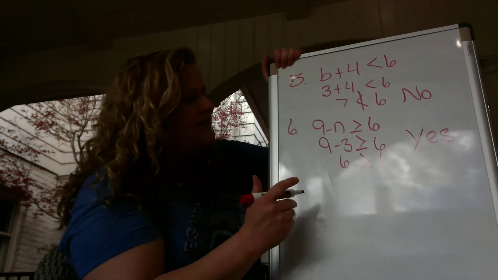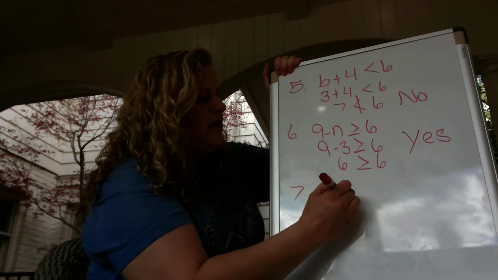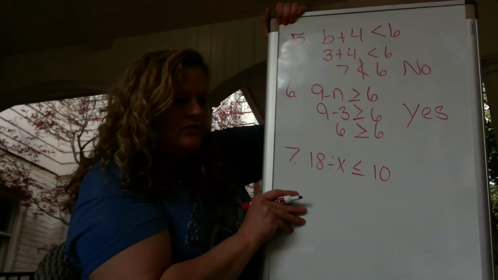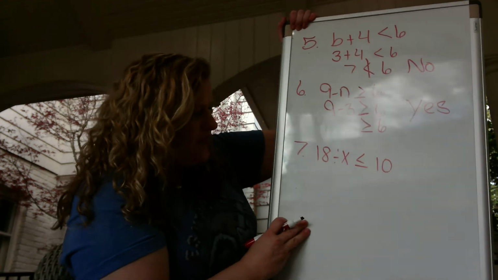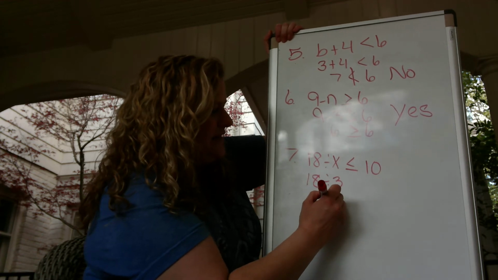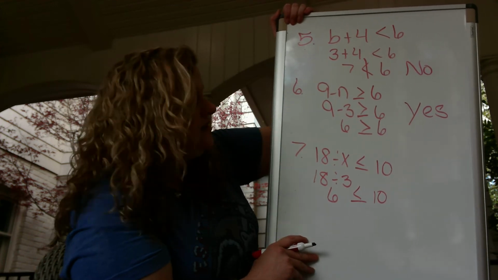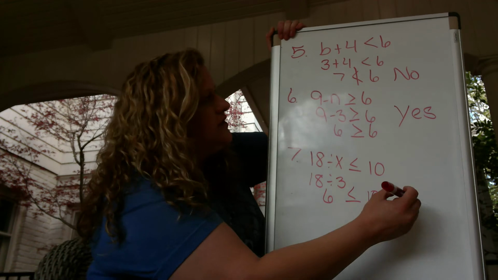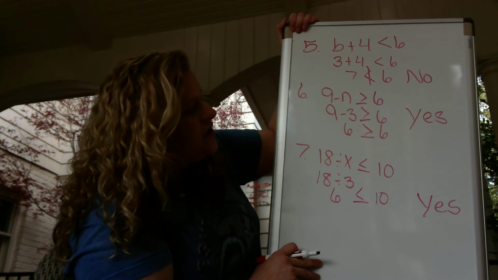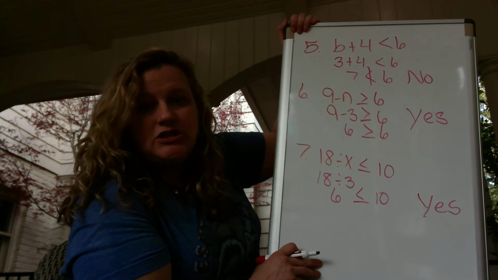And then number 7, 18 divided by x is less than or equal to 10. If we put 3 in for x, 18 divided by 3 is 6, is less than or equal to 10. 6 is indeed less than 10, so this works. So this is, yes, a possible solution. Okay, so hopefully that was pretty straightforward. If you have any questions, as always, let me know.